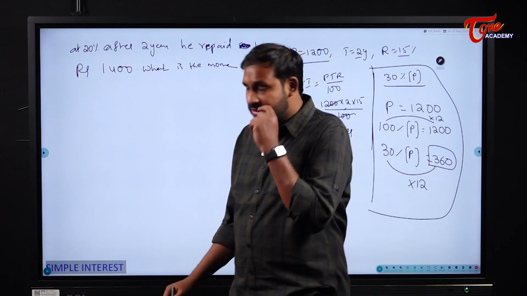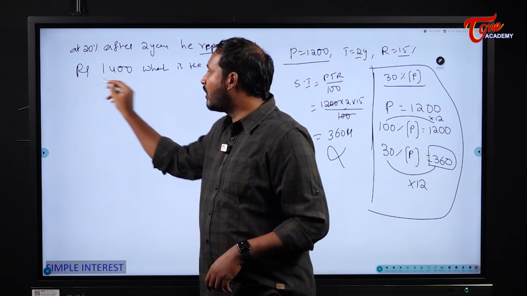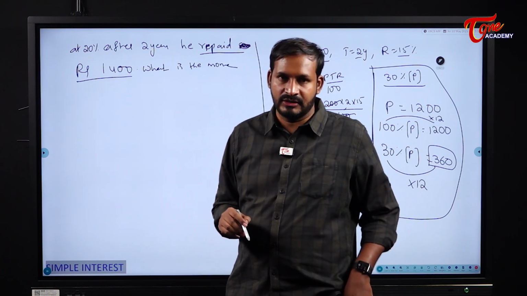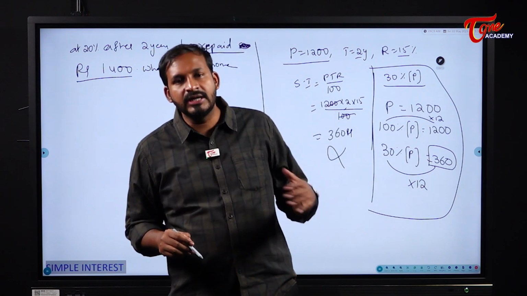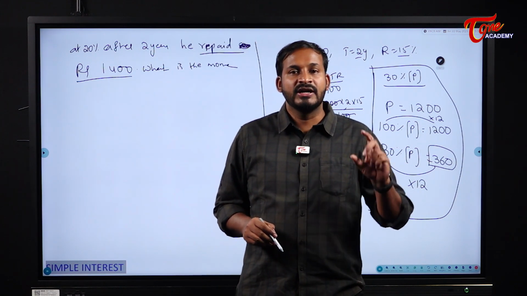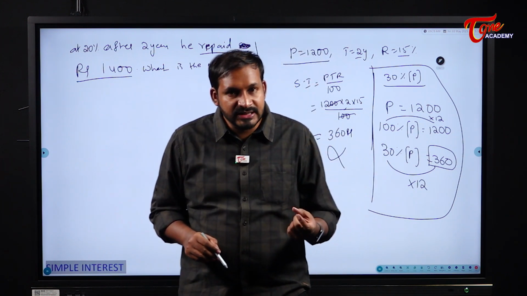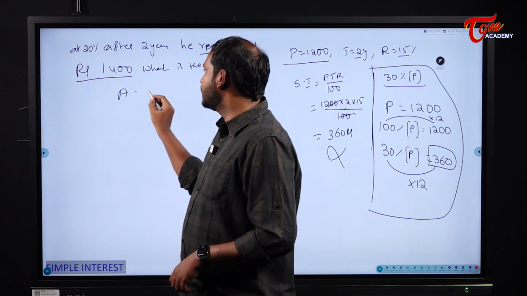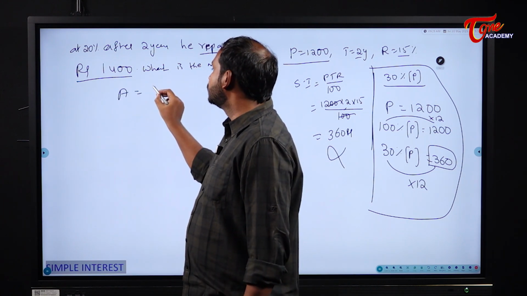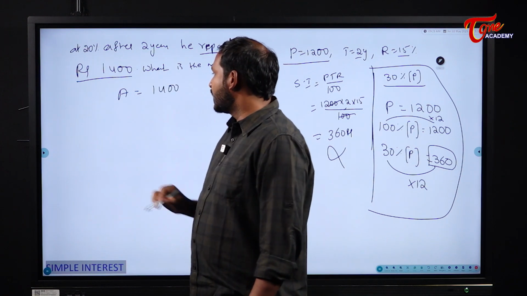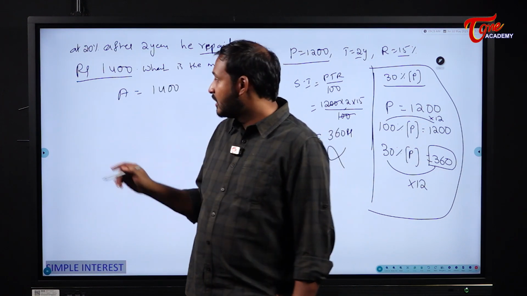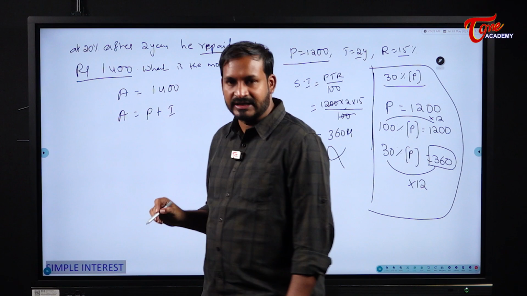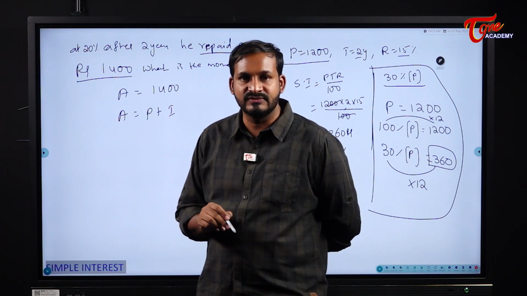Now see here, students. He is repaying means, what does this value tell us? It is the amount. Why? Because what you repay to any person is definitely the amount. It contains both my principal as well as interest. So what they have given me here is amount is equal to 1400 rupees. Now please see here, amount includes what? My principal as well as interest.